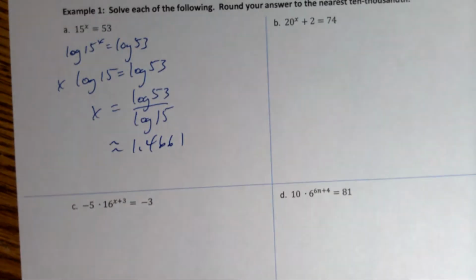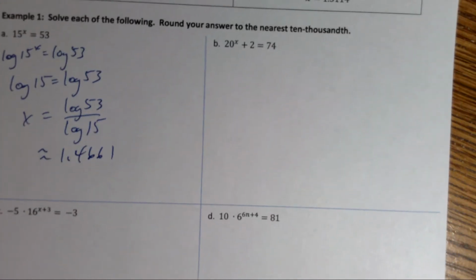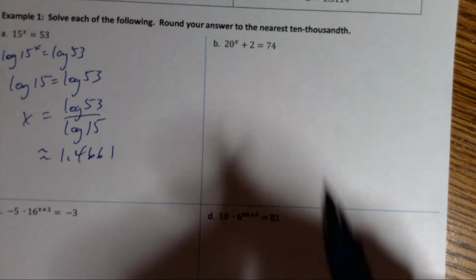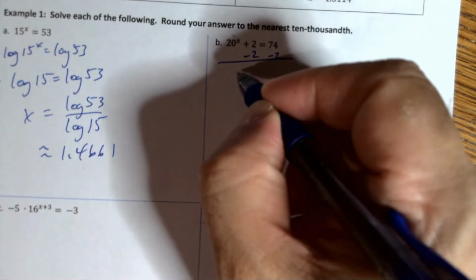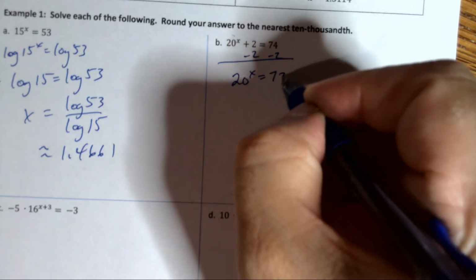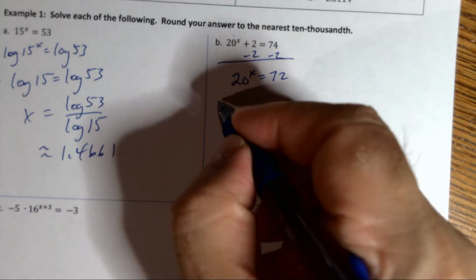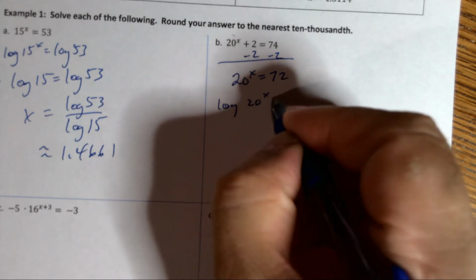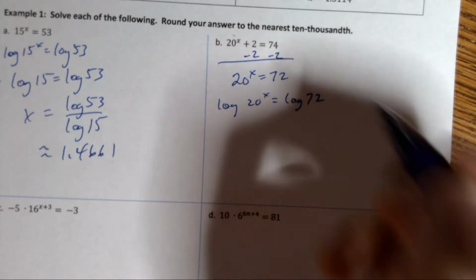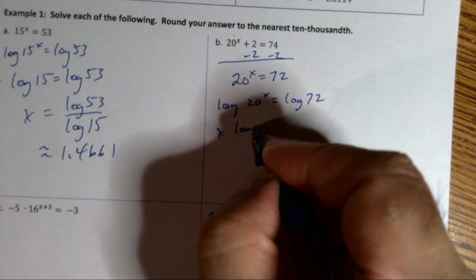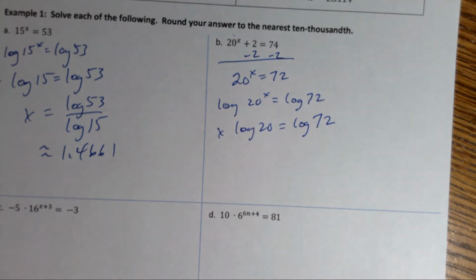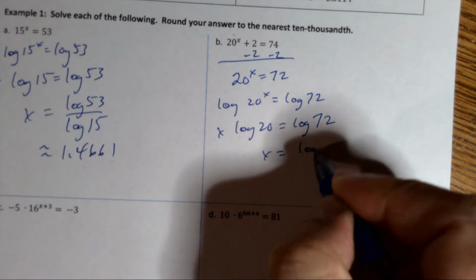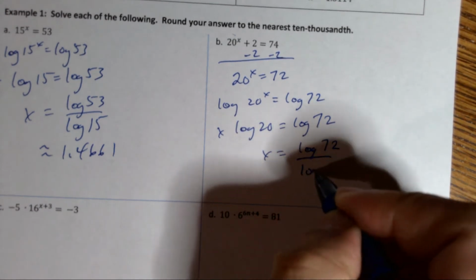All right. And let's look at the next one. You want to isolate the 20 to the x, so you've got to subtract the 2. So that's 20 to the x equals 72. Now you take the log of both sides. So it's log of 20 to the x equals log of 72. So you bring the x forward: x log 20 equals log 72. Divide by the log of 20. So x equals log 72 over the log of 20.